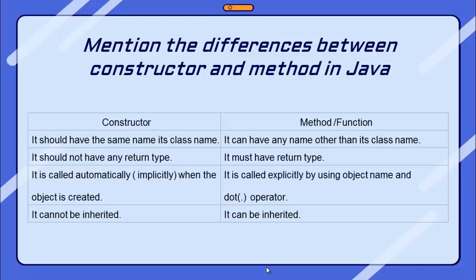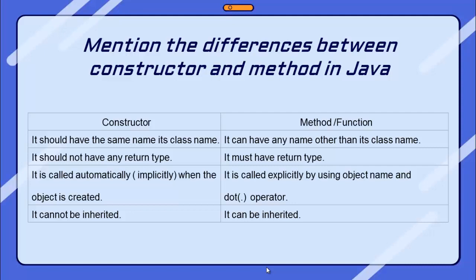Difference between constructor and functions. Constructor will have the same name as that of the class name, whereas function will have any name. Constructor should not have any return data type, whereas function will have a return data type. It is called automatically when the object is created.